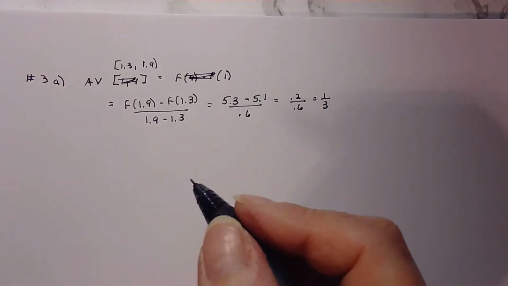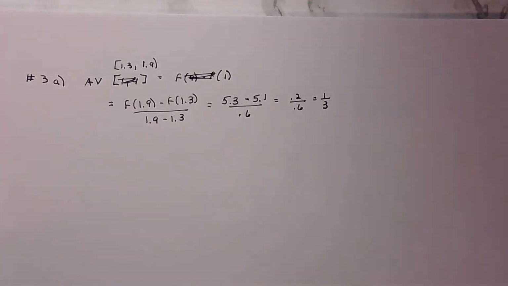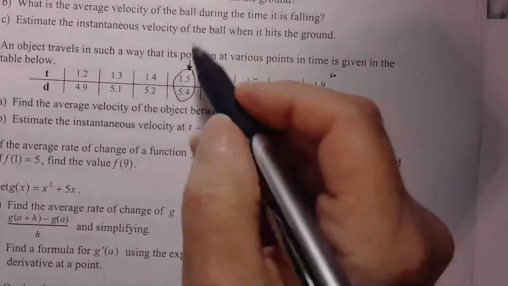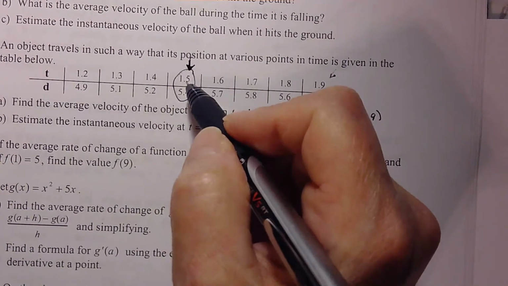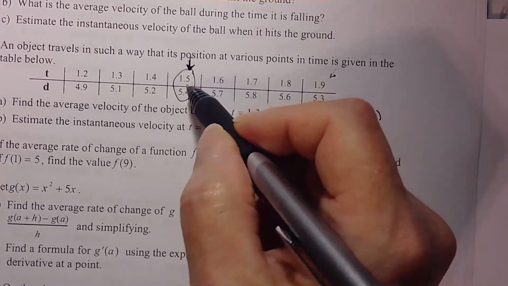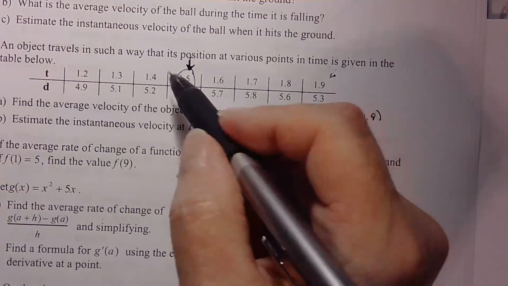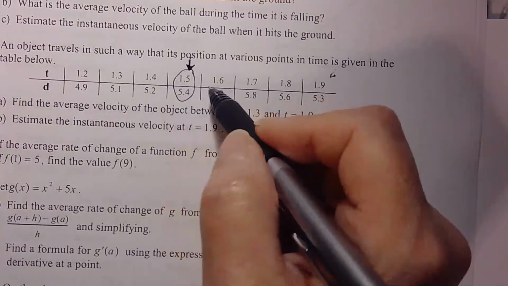So that was A. Now in B, again, in the answer key, he's finding the estimate of the instantaneous velocity at t equal to 1.5. So what you want to do is choose a point a little to the right and compute the slope of the secant. Choose a point a little to the left and compute the slope of the secant, and then average the two.